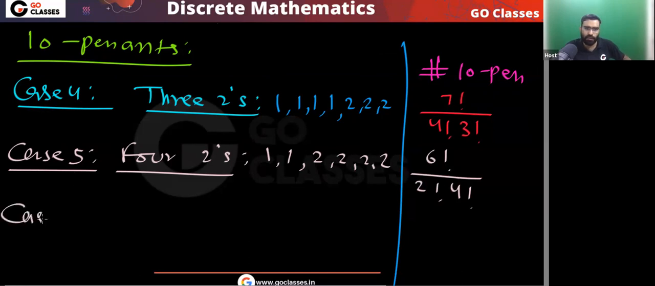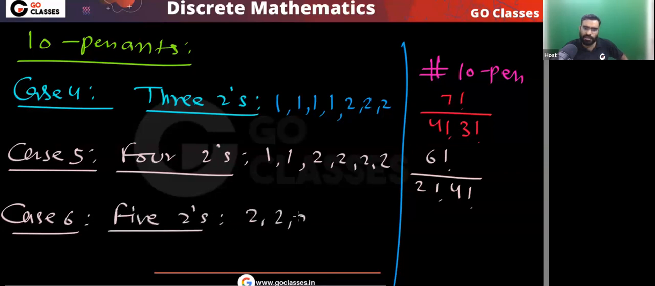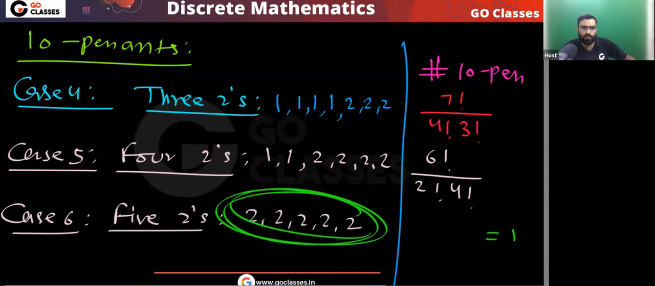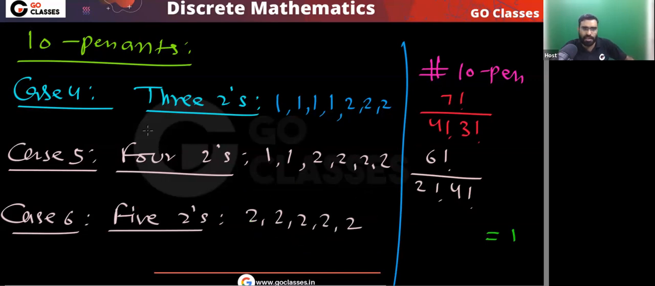And finally, what is case number 6? Case number 6 is you are using all the 5 twos, so that will be 2, 2, 2, 2, 2. If you are using all the 5 twos, then there is only one way. Or you can create any permutation, which means 5 factorial divided by 5 factorial, because all are the same. Anyway, you will get 1.